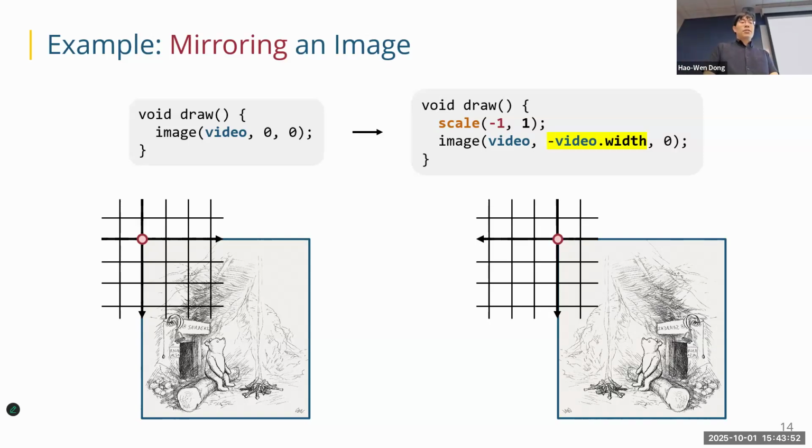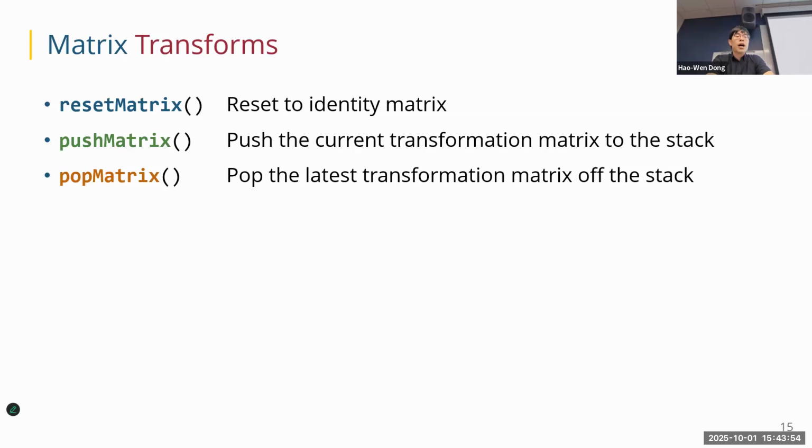And as I said, there's reset matrix to reset to the identity matrix. So identity matrix is the original, the one that you are familiar with. So you can do whatever stuff, but at the end, you can reset it to the original one. But more interesting, there's also this push matrix and pop matrix that can temporarily store what you have so that you can come back later.